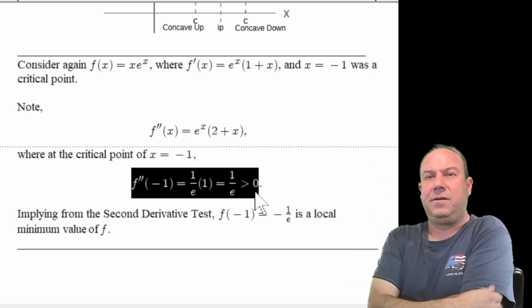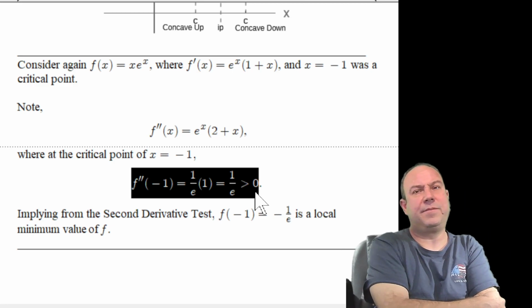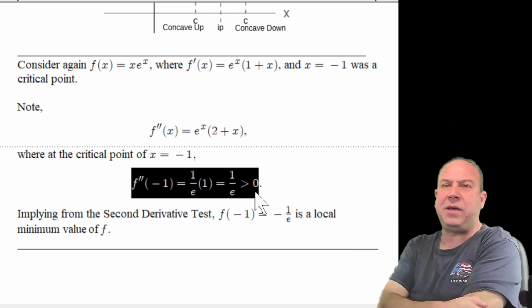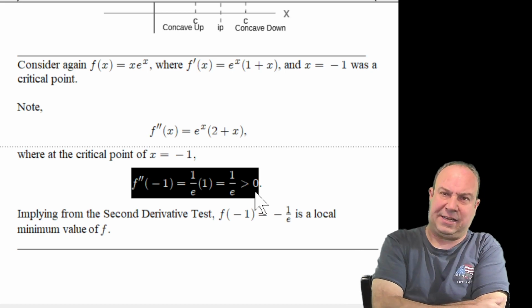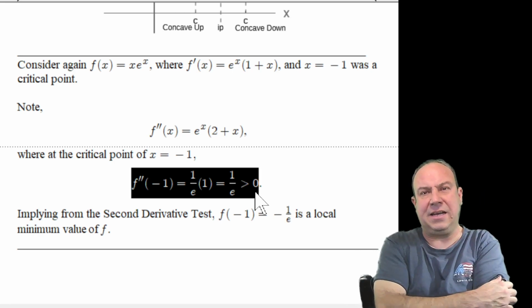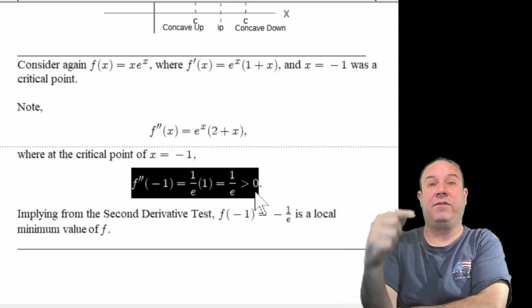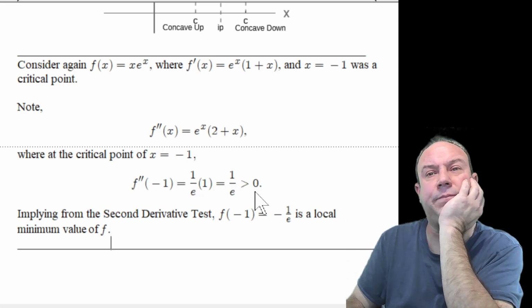Compare it to 0. Analyze its behavior in terms of sign. Is it positive or negative? Here it's positive, so that means we have a local minimum at that value.